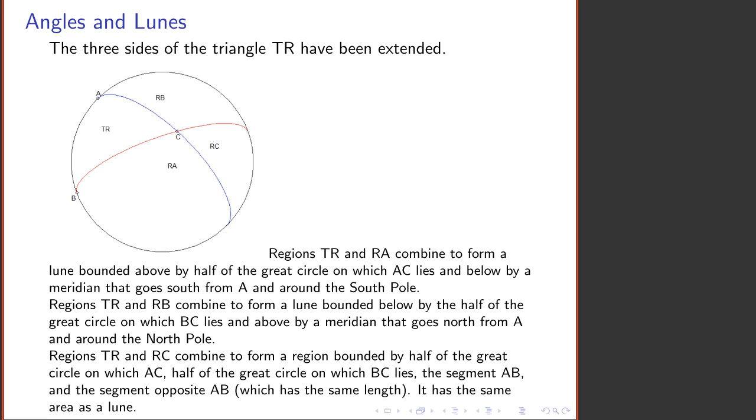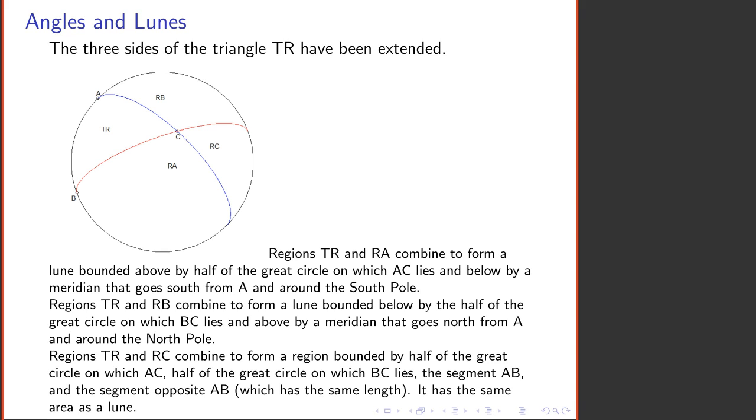Now let's combine TR and RB. You've probably caught on to the general idea by now. I extend the side of the triangle from B to C around till I reach the point that's antipodal to B. I consider the meridian going up from B through A around the North Pole and down to the point antipodal to B. And those two regions together form a loon where the opening angle is the angle between these two sides of the triangle, or equivalently, the angle over here at the antipodal point.